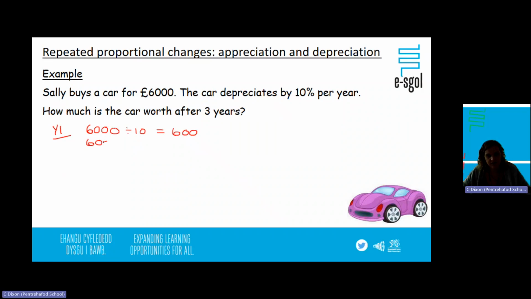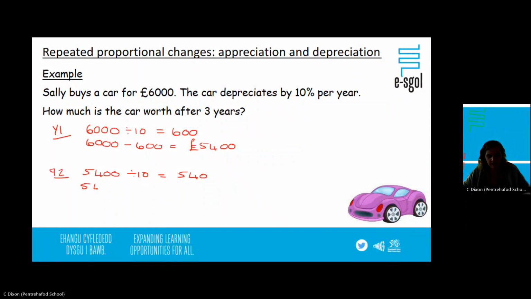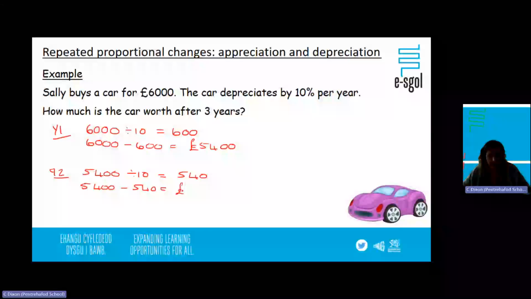So it's no longer £6,000. I'm going to take away the 600. So the car at the end of the first year is worth £5,400. Year two, you start with the 5,400. You're going to find 10%. So you're dividing by 10, which is 540. And then take it away. And you will have then how much that is worth at the end of the second year.